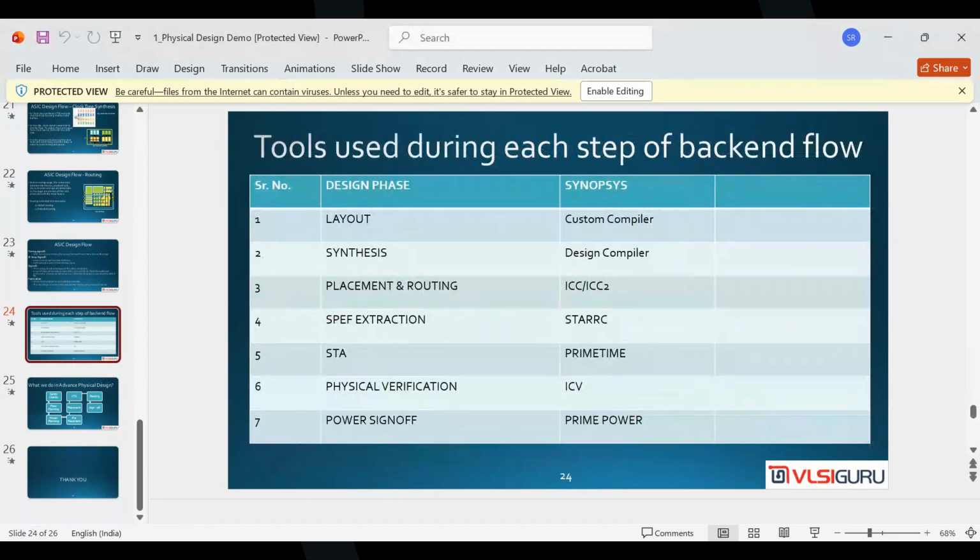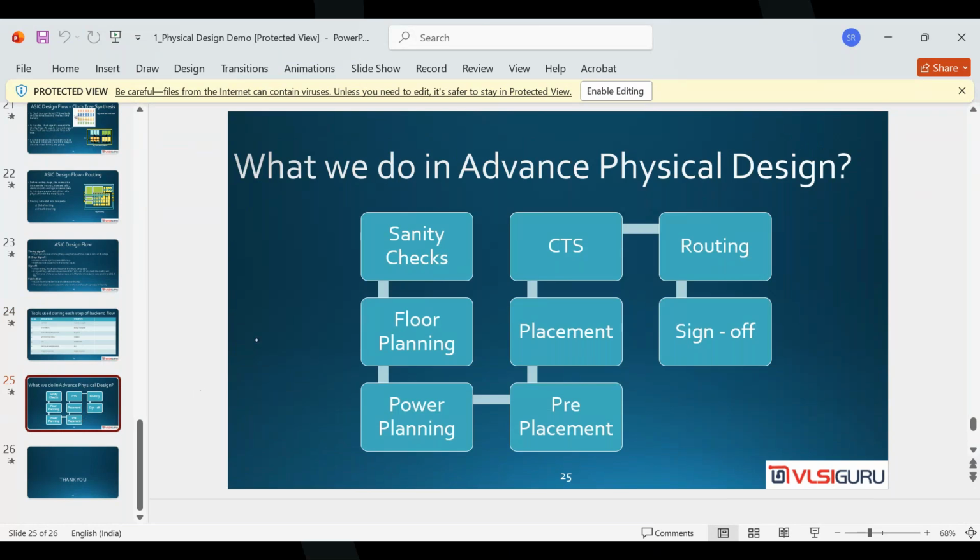So these are the respective tools which will be used for the respective stages. For STA, we are going to follow PrimeTime. For PnR, ICC2. For synthesis, Design Compiler. For physical verification, we have ICV, right? So these all come under the back-end flow. This is the summary of the advanced physical design flow: floor planning, power planning, CTS, placement, routing, and in the end sign off.